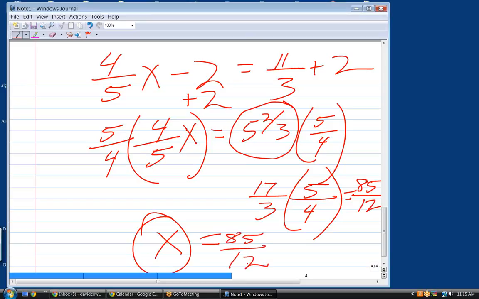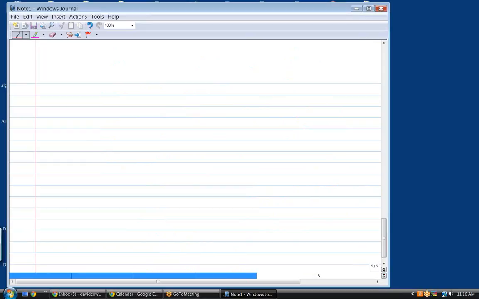So my answer is 85/12. Now the question is, can I simplify that? Well, the answer is usually going to be no. Because if I could simplify this, I could have done it back here when they were small numbers. In other words, 3 doesn't go into 85. 4 doesn't go into 85. And those are factors of 12. And 12 doesn't go into 85. So that most likely is the simplified answer. Okay? All right. Let's move on to 2 variables.